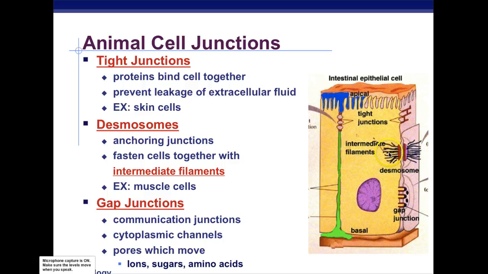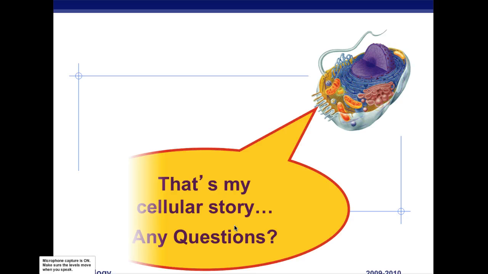Gap junctions are very similar to plasmodesmata, so very similar to the structures that plants have for communication. Gap junctions are little holes in the membrane that directly connect one cell to another so that cytoplasm, ions, and other materials can be directly exchanged between one cell and another, and this allows for communication.